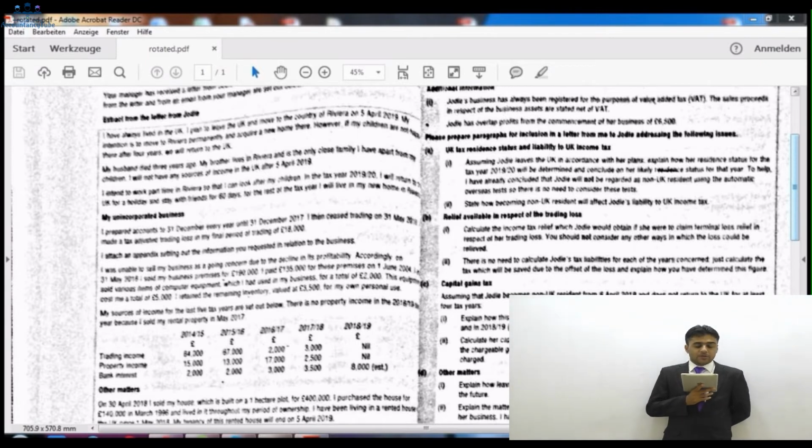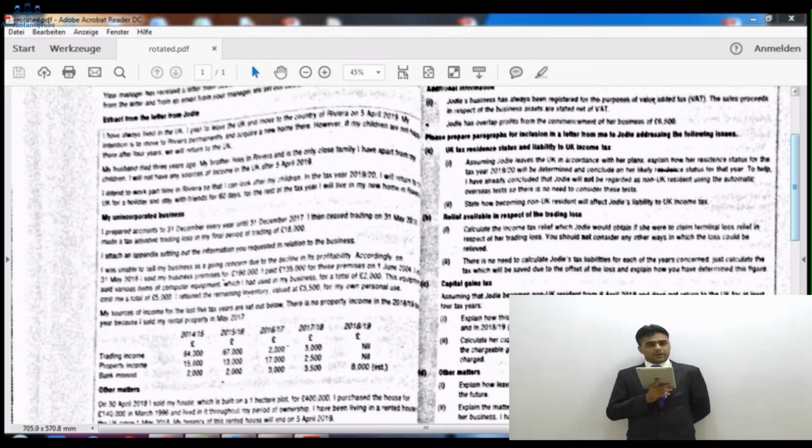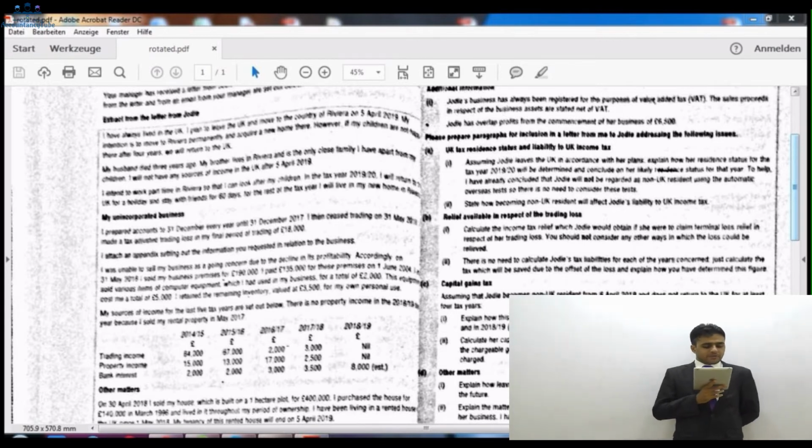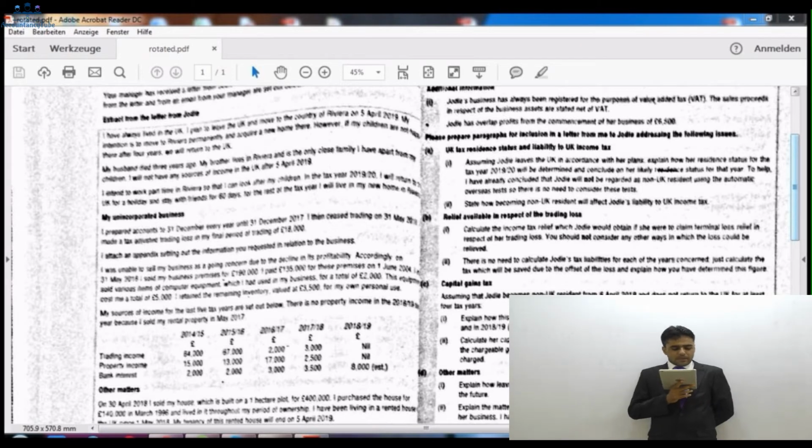And then it says there's a loss of £18,000 in the last accounting period, which is 5 months. I attach an appendix setting out the information you requested in relation to the business, and then there is the information of selling the business and whatever. This is not relevant for this part.